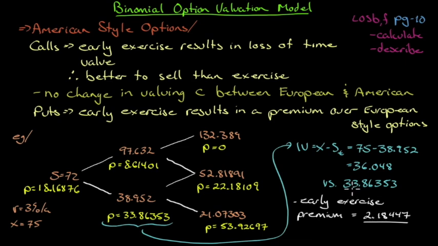An American style option wouldn't trade for 33. It would trade for at least 36.04 because of the exercise price of 75. It would trade for at least its intrinsic value. Never mind time value. There will still be time value, but we're not even talking about that yet. So that means that over a European style option, moving to an American, the American would have an early exercise premium of 218. So how do we deal with this in this tree?